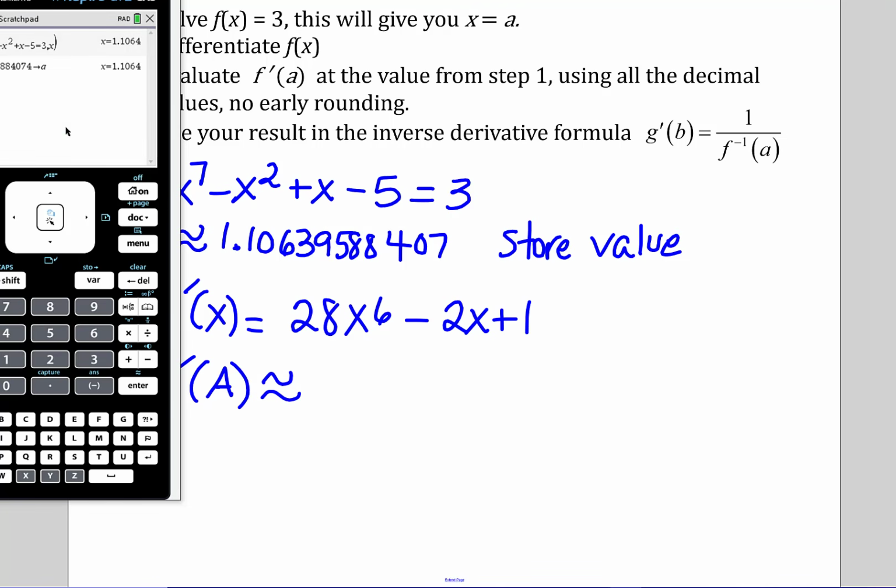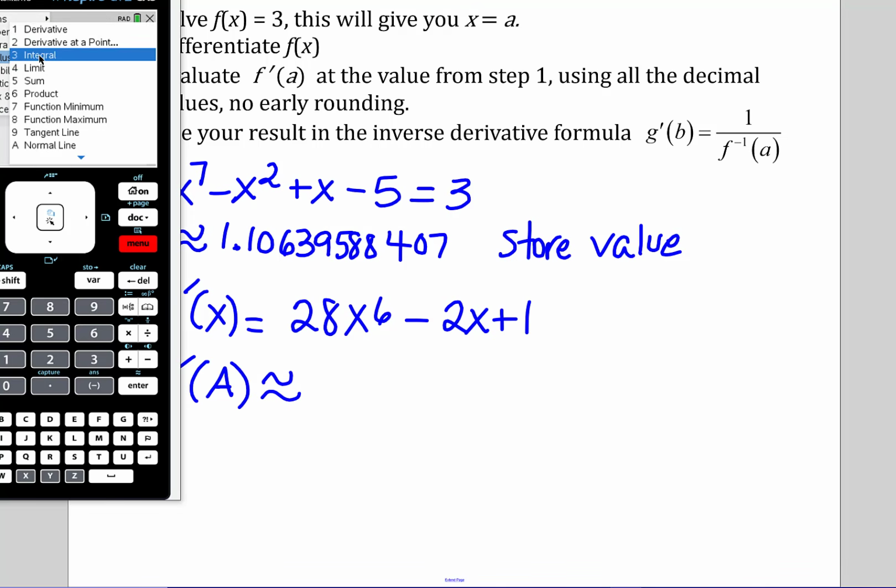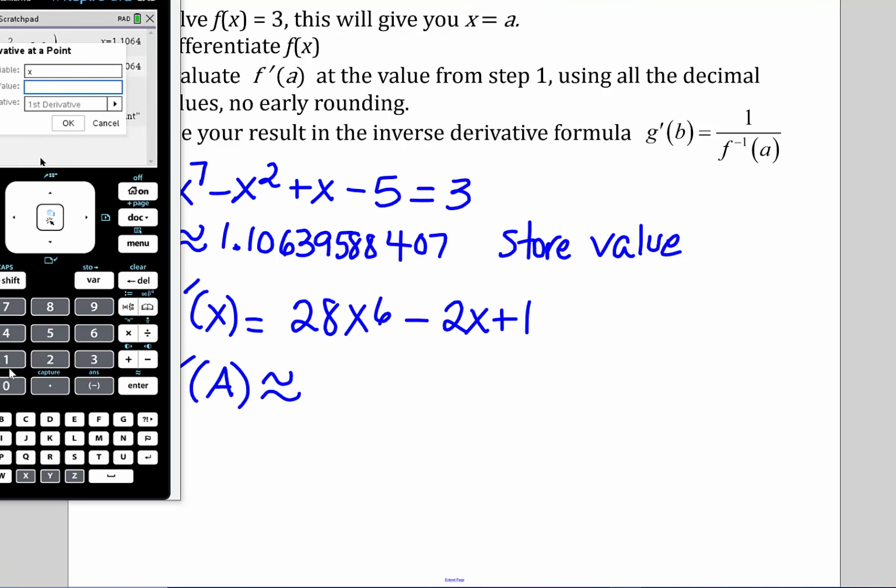I want the first derivative, and I should have put the graph in there, 4x to the 7th minus x squared plus x minus 5. So that's a little tip on your AP exam to speed up. Just always graph the function. Whoops, something happened. Okay, let's try that again. We'll do it again. I want the derivative at a point. We'll put the point in.